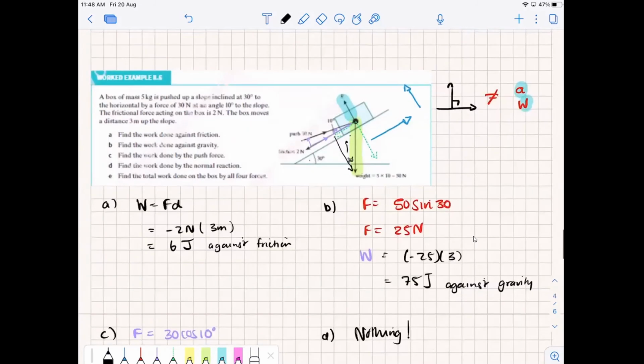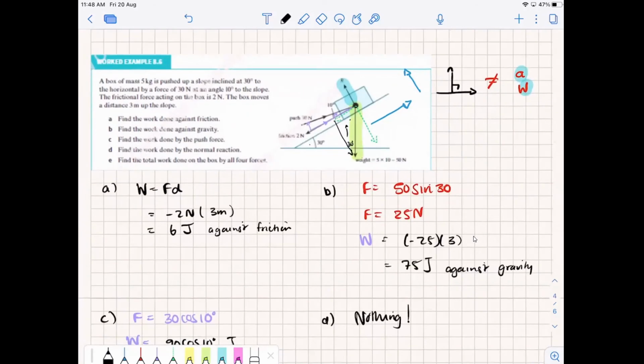Now, let's say the question asked us to calculate the total work done by all the forces, right? But they haven't asked us to find all the component forces first. So you see how this question staged you. You got the work for this force, work for that force, work for that force, and eventually we can find out the total work done for all the forces. If you were doing this and the only question asked of you was find the total work done by all 4 forces, what could you have done?